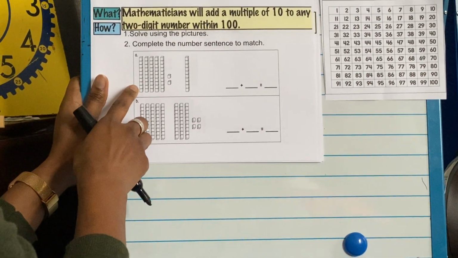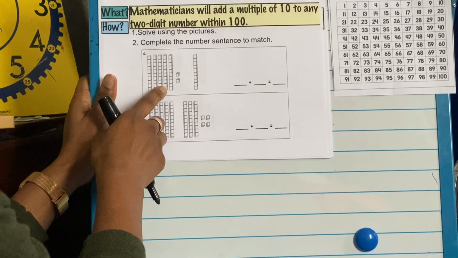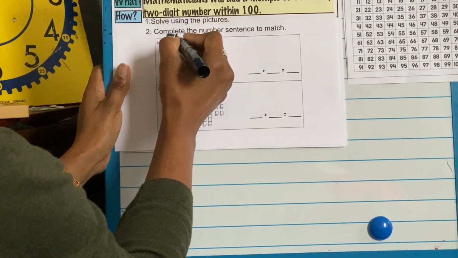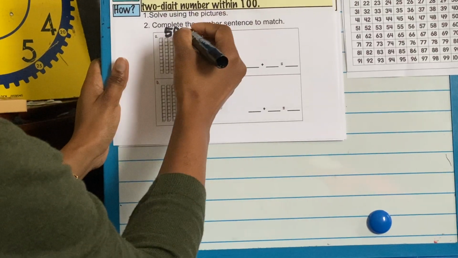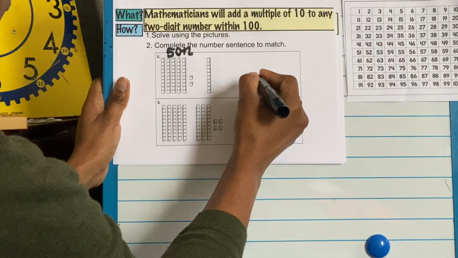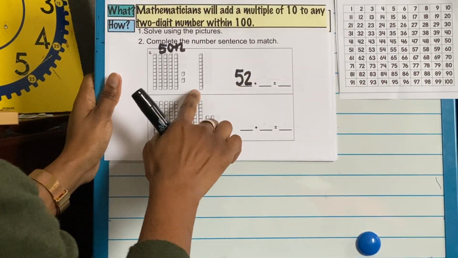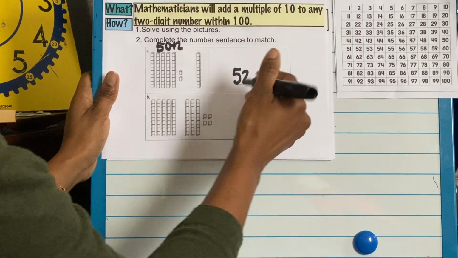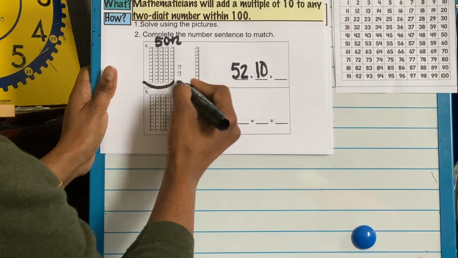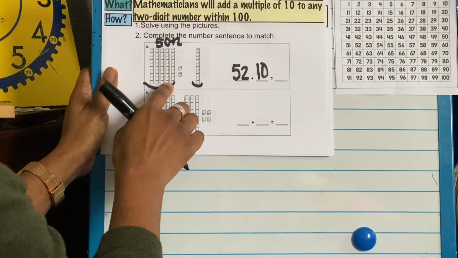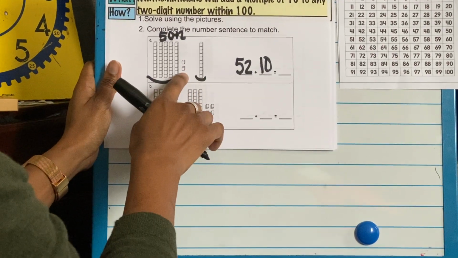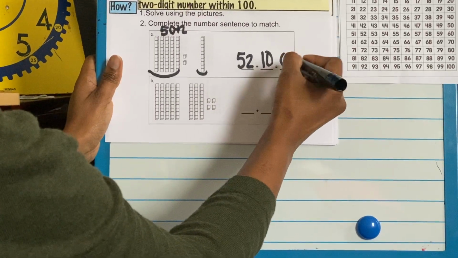So we have 10, 20, 30, 40, 50, right? So this is 50 plus what? Plus 2. So what do we have here? We have 52. 52 plus what? Plus 10. So let's add the tens. Let's group them together. So we have 50 plus 10 more is what? 60 plus 2, 62.